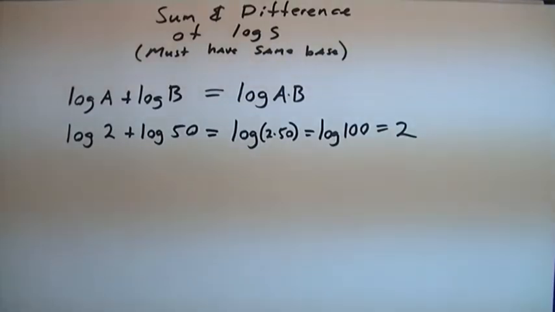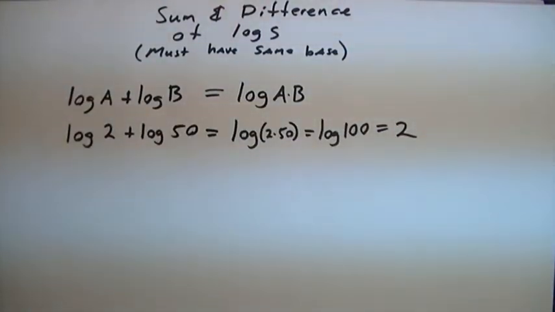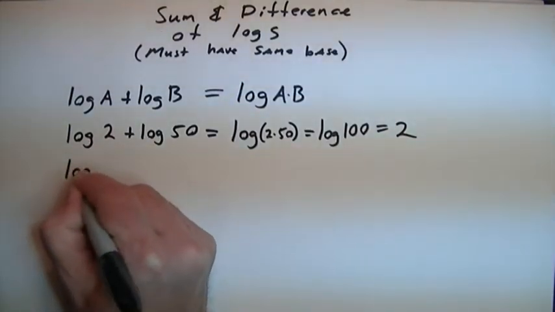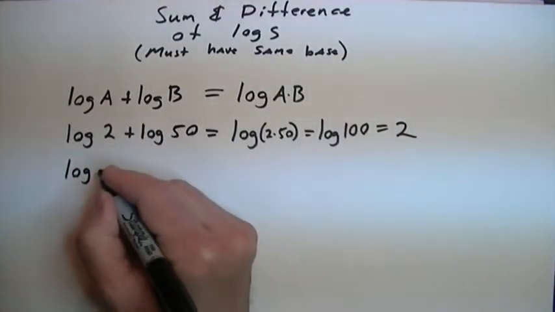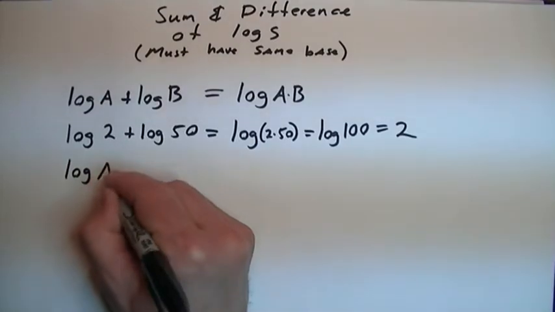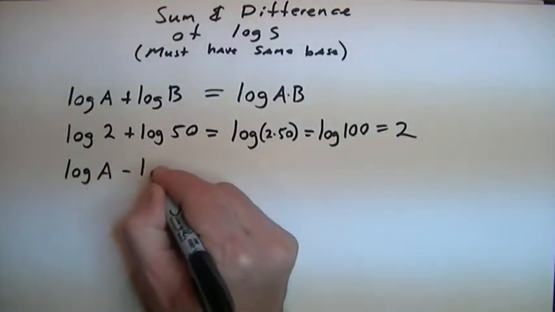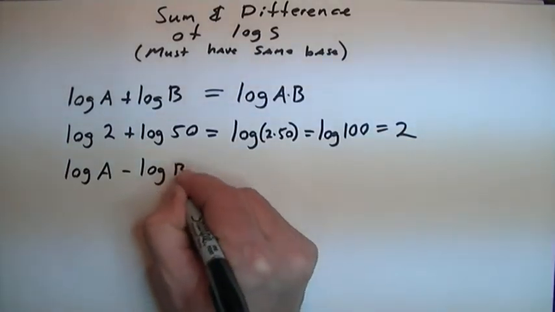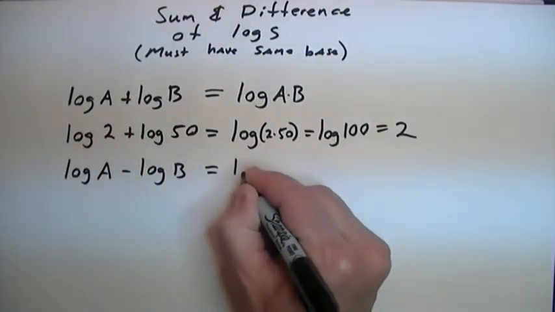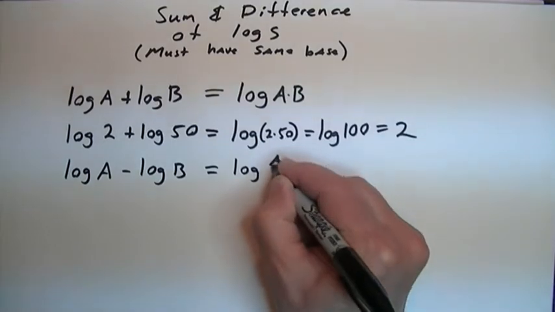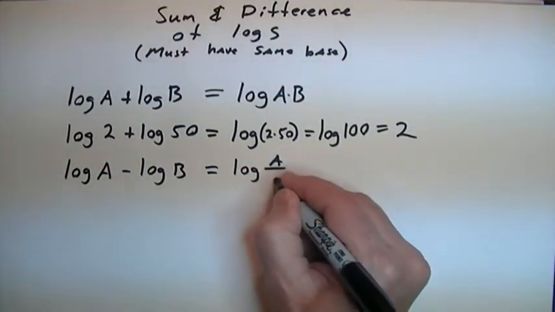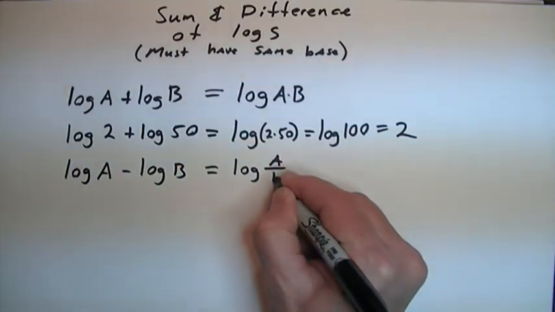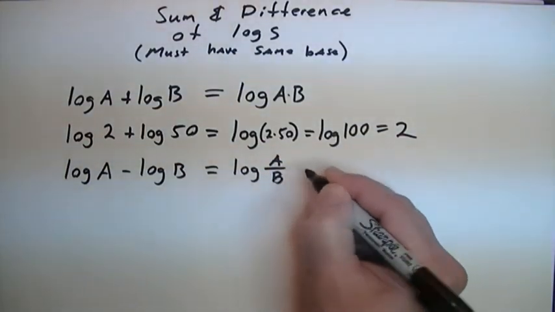The other rule is the quotient rule, or the difference of two logs. So if I have log A and I'm subtracting the log of B, and it doesn't matter what base you're in as long as you're in the same base, then that's just the log of A divided by B. Make that a capital B.